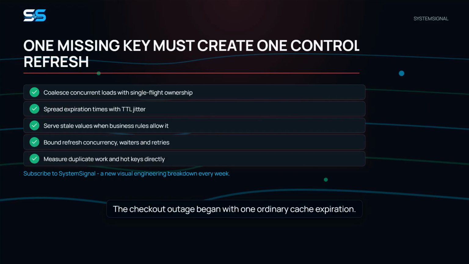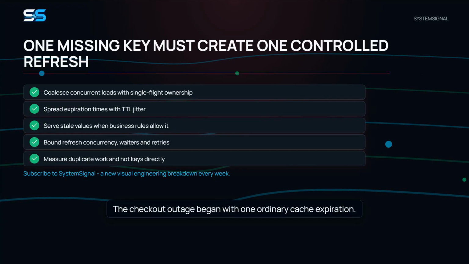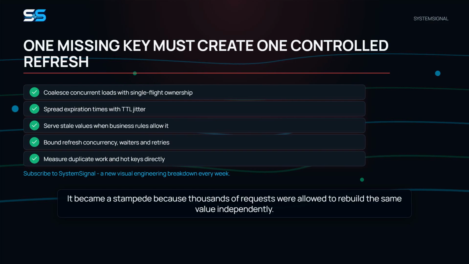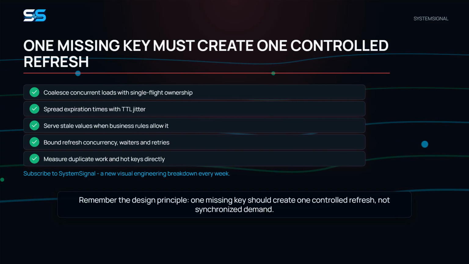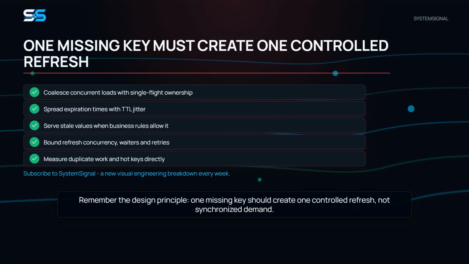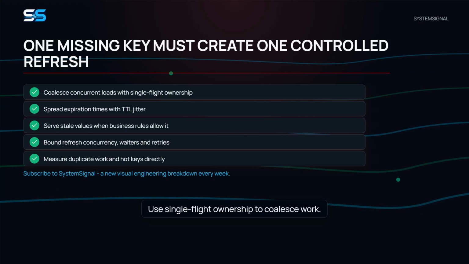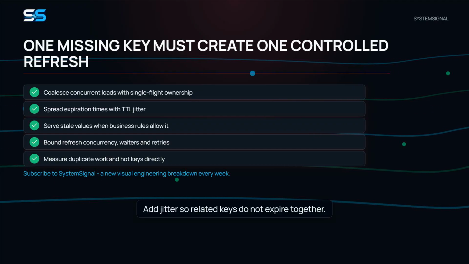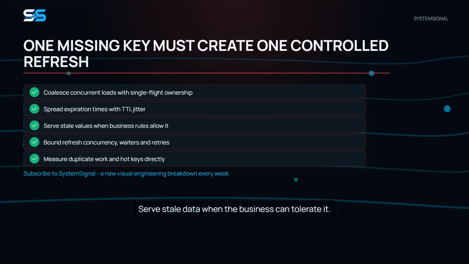The checkout outage began with one ordinary cache expiration. It became a stampede because thousands of requests were allowed to rebuild the same value independently. Remember the design principle. One missing key should create one controlled refresh, not synchronized demand. Use single flight ownership to coalesce work. Add jitter so related keys do not expire together. Serve stale data when the business can tolerate it.